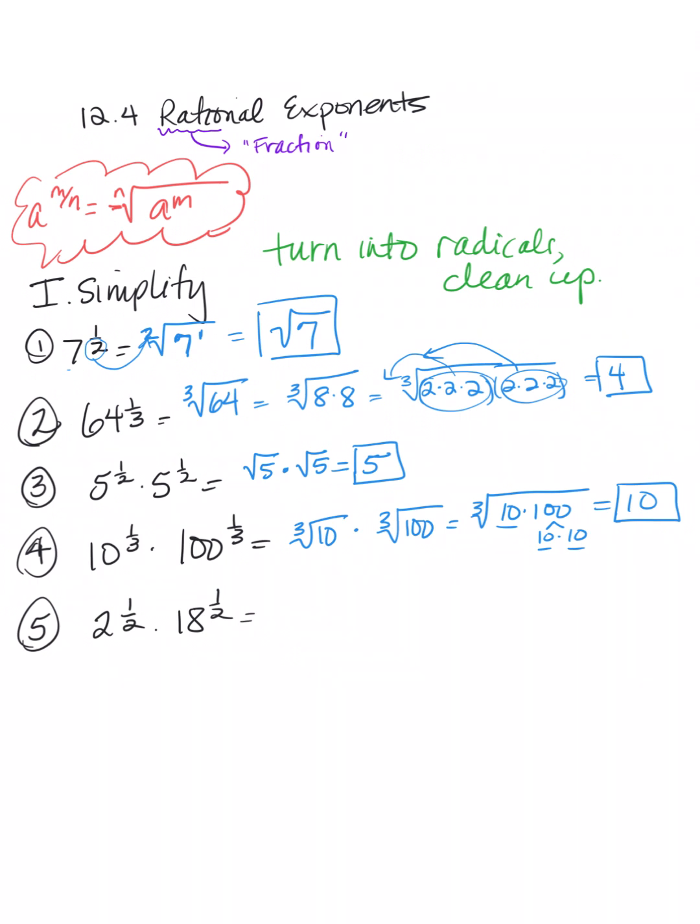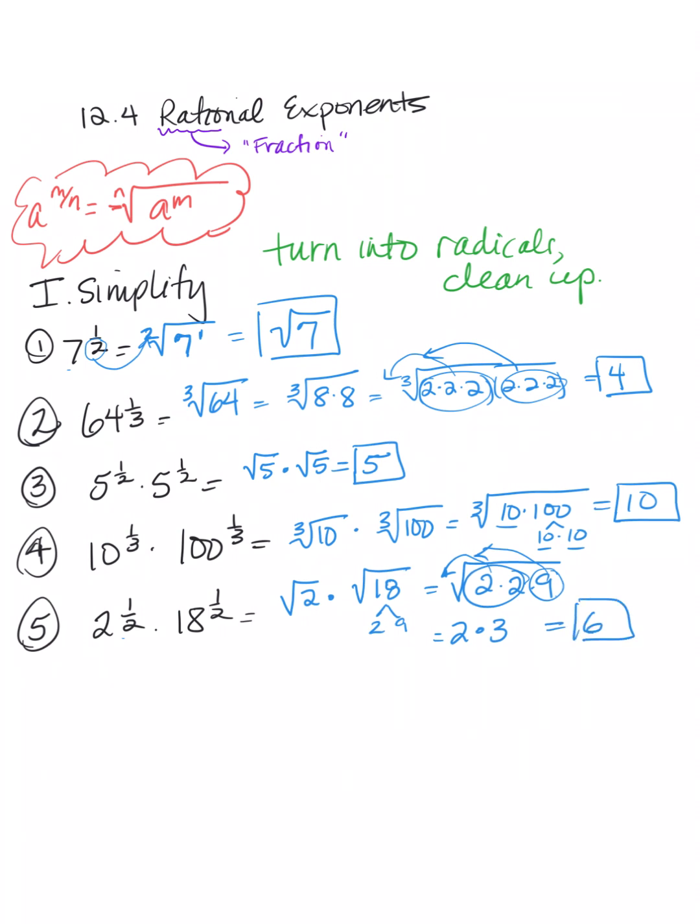Number 5, here is the fractional power of 1/2. That means it's the square root of 2 times the square root of 18. Well, it's going to be the square root of 2 times 18, but let's factor this down. Isn't that 2 times 9? So there's 2 2s that can come out, and a 9 can pop out as a 3, right? Because the square root of 9 is 3. So it's really 2 times 3, so my answer is just a 6. So that's how we convert the rational exponents to square roots like we're used to.